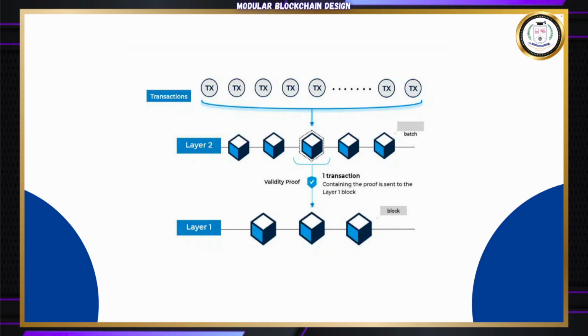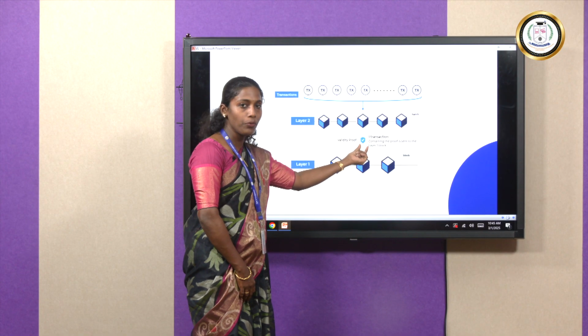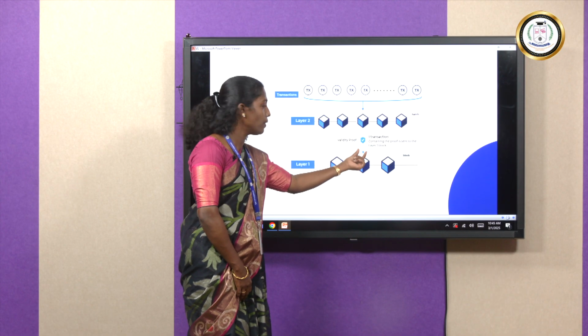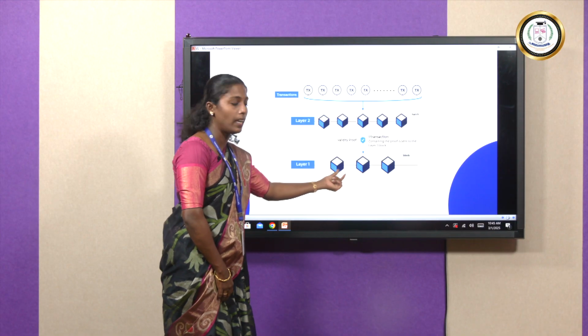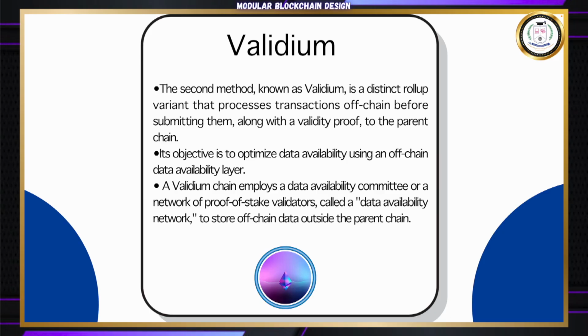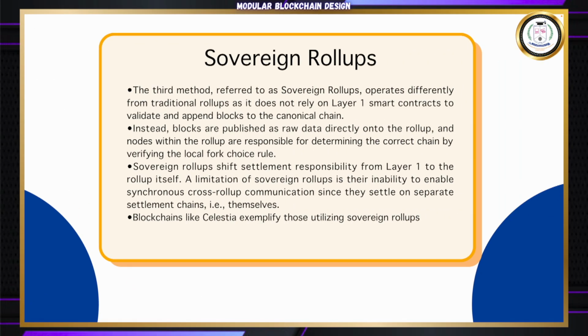And here is the multiple transactions demo. These multiple transactions will be bundled up into a single batch as a block. This block will be sent for the validation proof. After validation, if it is okay, then it will be sent to the existing layer 1 blocks. So this is the other variant, Validium, and the sovereign rollups, as I said earlier.